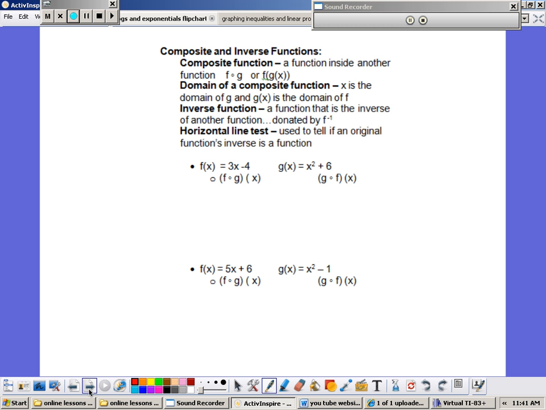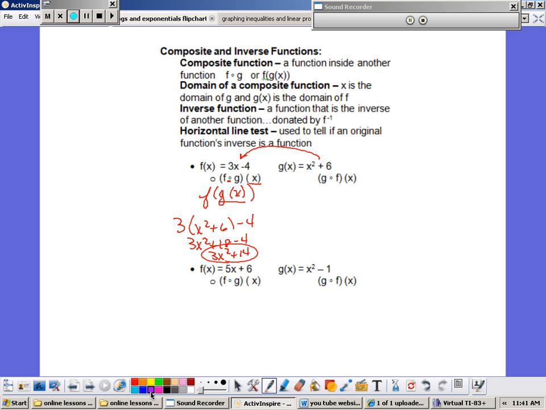Okay, so let's see what we got here. This little O here means the same thing as this. So if you see it that way, it means the same thing. It doesn't mean multiplication. If they want it to be multiplied, they'd have a solid dot in there. So what it wants me to do is take g of x, keeping x, and put it into f. So 3 times x squared plus 6 minus 4. 3x squared plus 18 minus 4. 3x squared plus 14.